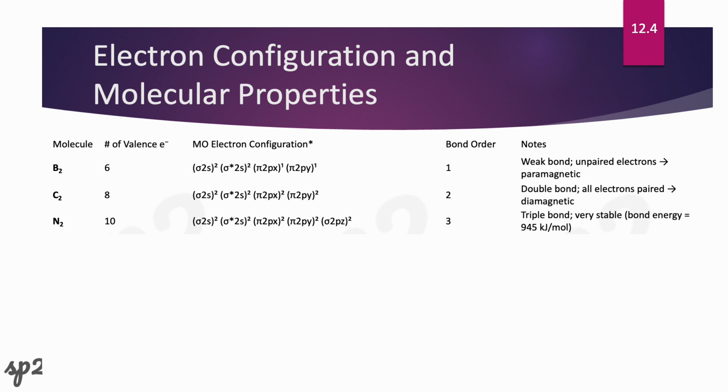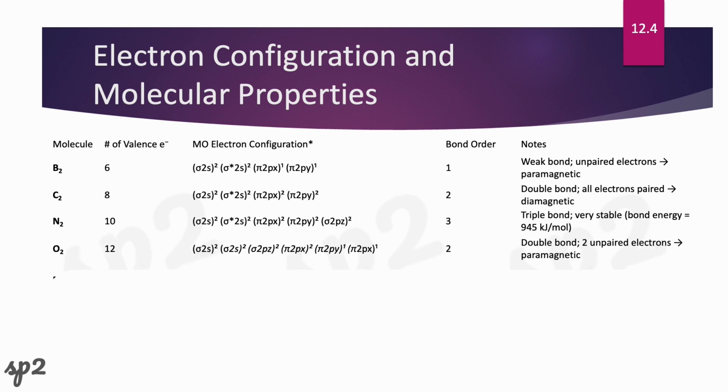You can continue doing that for N2, where we have 10 electrons. That is going to give us a 3 for the bond order. That's a triple bond, which is quite stable. And I'm just going to give you the bond energy as your reference, representing the strength of this bond. We can continue for oxygen, where we have 12 electrons.